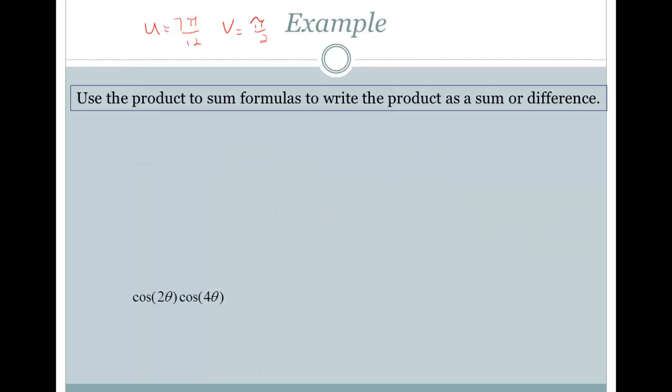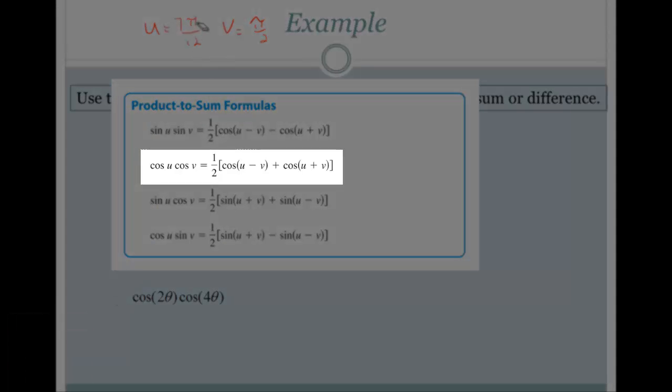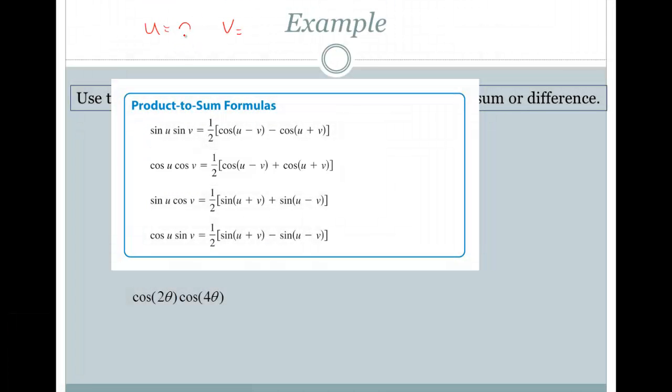This time I get cosine 2 theta times cosine of 4 theta. This time my u is going to be 2 theta, and my v is going to be 4 theta. If I plug into my equation, I'm going to get 1/2 times cosine of 2 theta minus 4 theta, u minus v, plus cosine of u plus v. If I do that, I get 1/2 times cosine of negative 2 theta plus cosine of 6 theta.